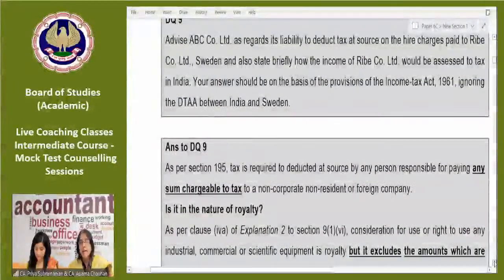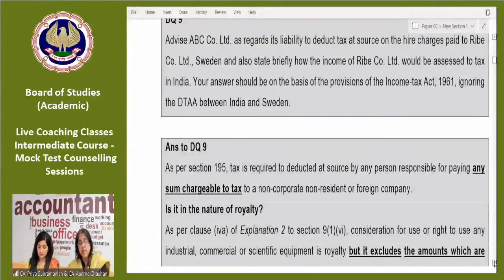It's a small paragraph, but how do you go about analyzing? If something is liable to deduct tax at source under 195, you have to first determine whether the sum is chargeable to tax. For determining whether the sum is chargeable to tax, you have to know the nature of the sum, whether it's in the nature of royalty or not. Then if it's not royalty, you have to go to 9(1)(i) and find out whether it is deemed to accrue or arise in India. If it's deemed to accrue or arise in India, it will become chargeable to tax. So the ABC Company Limited would be required to deduct tax at source under 195.